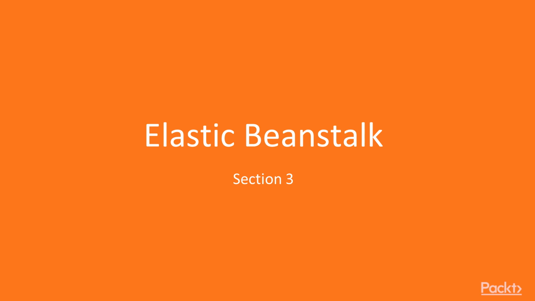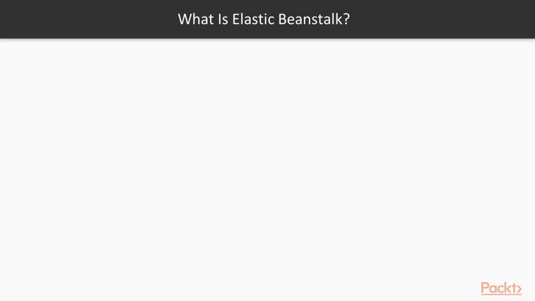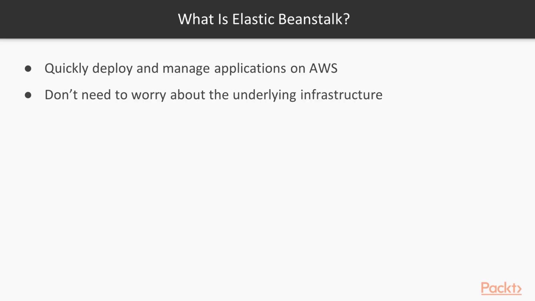So now in section 3, we are going to look at the Elastic Beanstalk service. So in the first video, we are going to look at what is Elastic Beanstalk. The Elastic Beanstalk service can be used to quickly deploy and manage applications on AWS. Here, you don't need to worry about the underlying infrastructure. Everything will be managed by AWS for you.